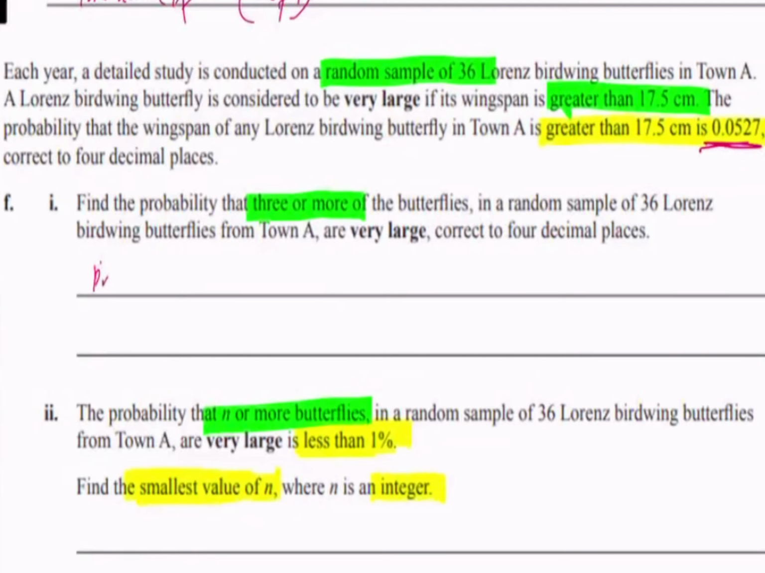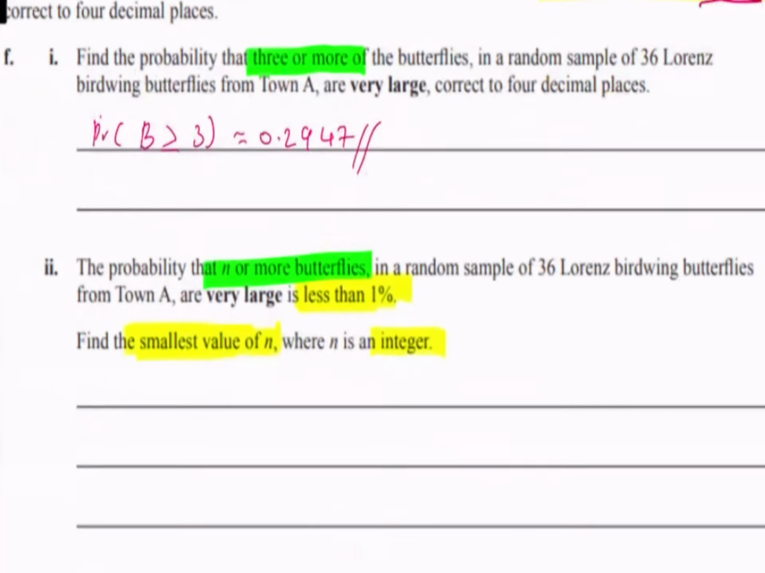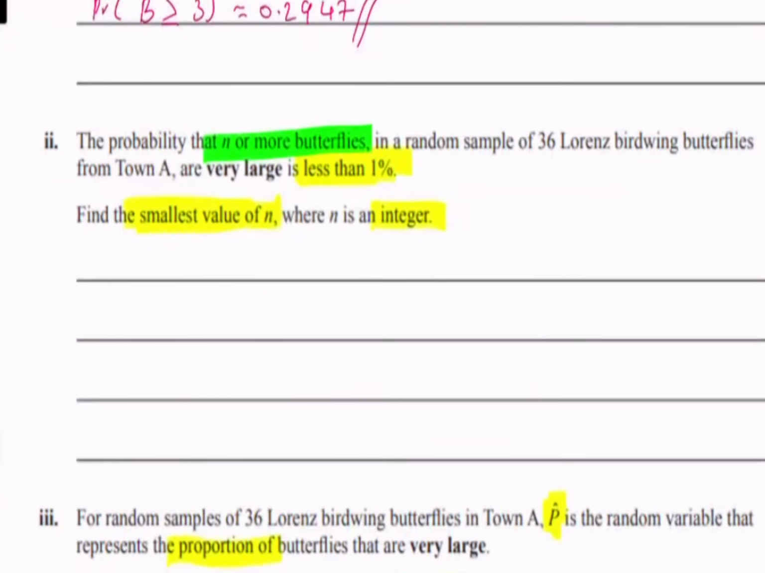So probability that B, I'll call them B for butterflies, the amount of butterflies, is 3 or more. So including 3, at least 3. So 3 or more into your CAS. But this time it's binomial, so be careful of what function you use on your CAS, and you should get 0.2947.